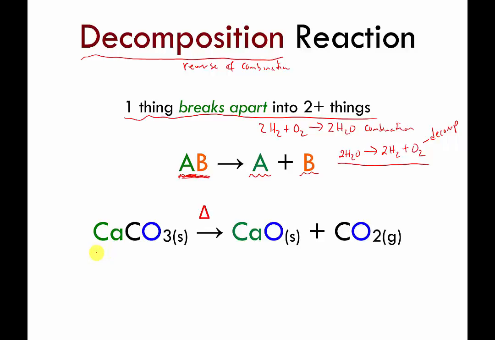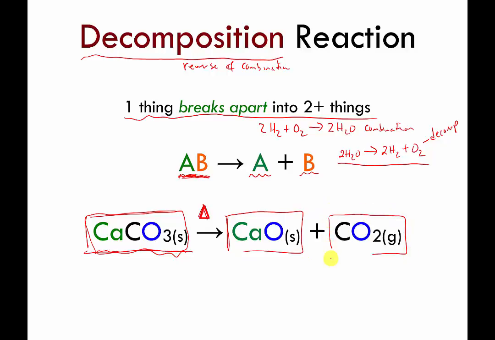Here's another specific example of a decomposition reaction. All of these elements are all bundled together. They're all attached to each other in some way. I add some heat. Doesn't really matter that I add heat. All that matters for a decomposition reaction is you start with one thing, and it breaks apart into 2 or more things. And here's thing 1, here's thing 2. So that's an example of a decomposition reaction.